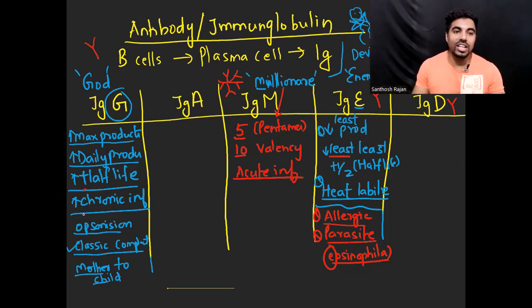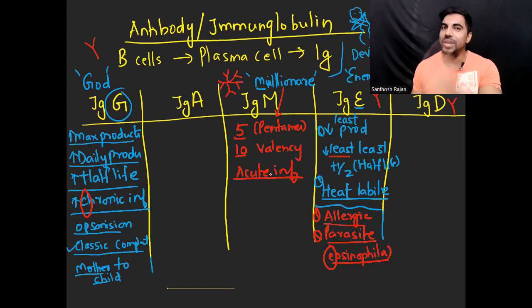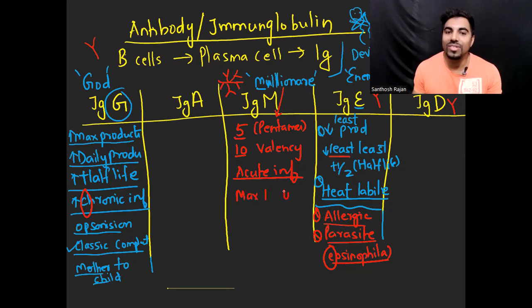For chronic infection, C is looking like a G, if you forgot, that was one clue. Otherwise, remember, God will help chronic people. For any acute problem, who can help? Only a millionaire can. M for millionaire. Don't forget that. And of course, what is another important thing? This has the maximum molecular weight. Even if you forgot, M for M.